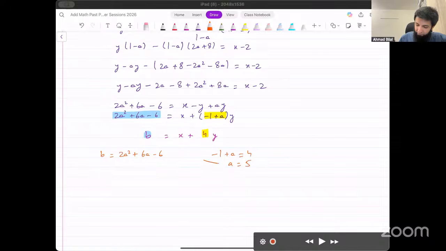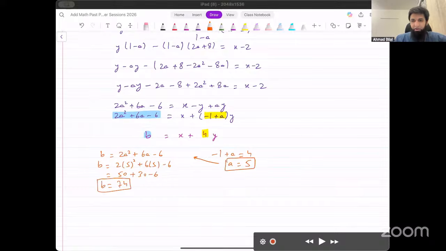minus 6. Now that we've got the value for a, input that here, and that gives us 2 into 5 squared plus 6 into 5 minus 6. Simplify this, that is 50 plus 30 minus 6, and that turns out to be 74. That's the value of b that we are getting. a is 5 and the value of b is 74. That's what we're getting at the end.